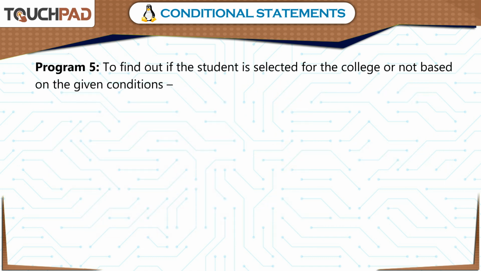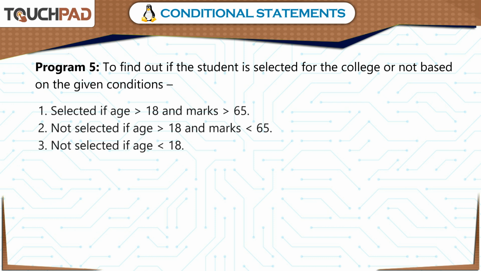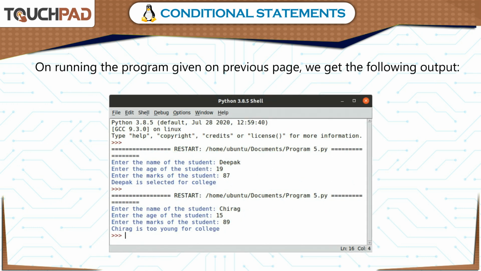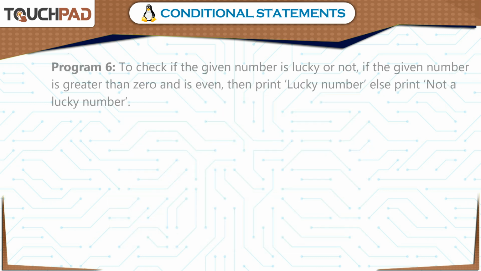Program 5. To find out if the student is selected for the college or not based on the given conditions. First, selected if age is greater than 18 and marks is greater than 65. Second, not selected if age is greater than 18 and marks below 65. Third, not selected if age is less than 18. On running the program given on the previous page, we get the following output.